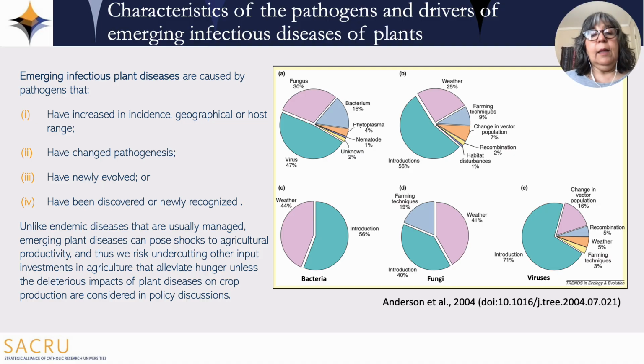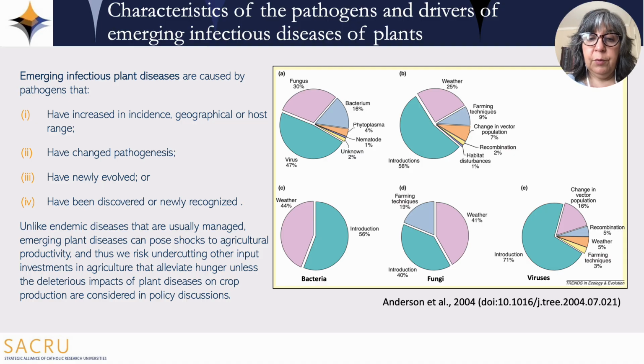Then they address the three main groups of pathogens that are causing this type of diseases, and they see what the drivers are for each one. And you can see that in the case of bacteria, the main drivers for the emergence of diseases caused by bacteria are in first place the introductions, with 56% of the cases, and some modifications in weather conditions for 44% of the descriptions.